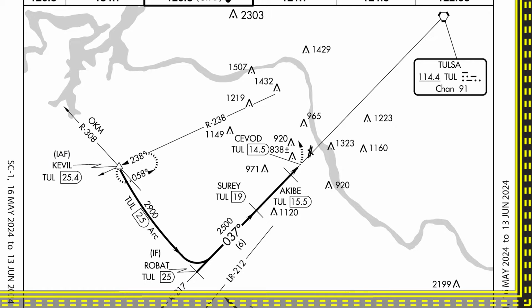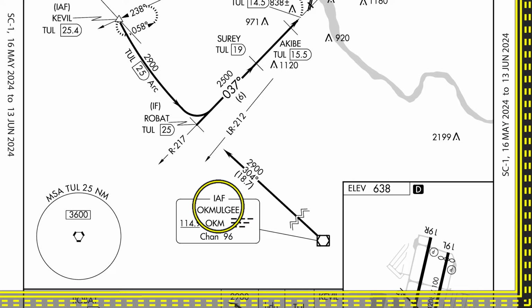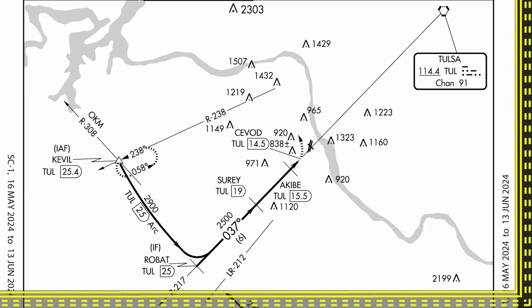Down here in the plan view, we can see how everything's laid out. We're going to fly the 25 DME arc because one of our initial approach fixes is out here at Kevel. Another initial approach fix is the Okmulgee VOR DME way down here. We're not going to do that. We're going to fly the arc because knowing how to fly an arc is important.